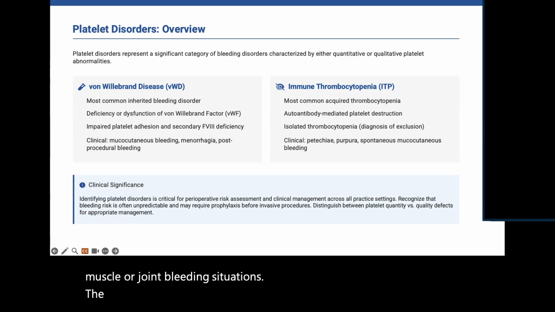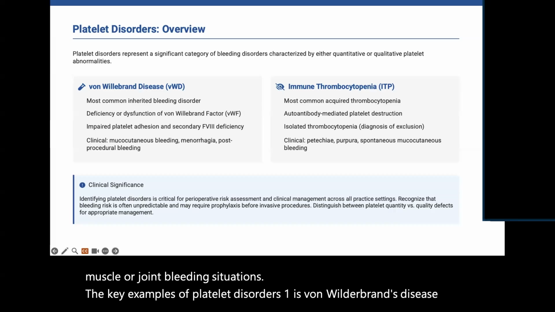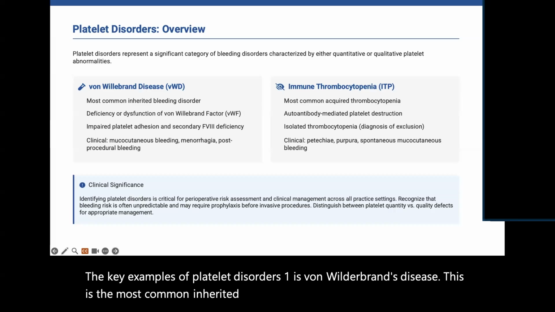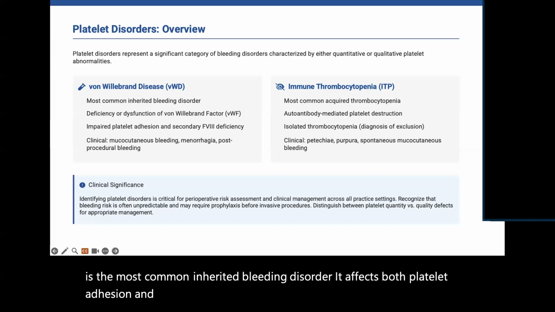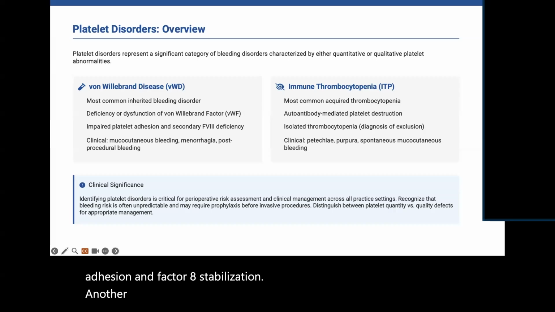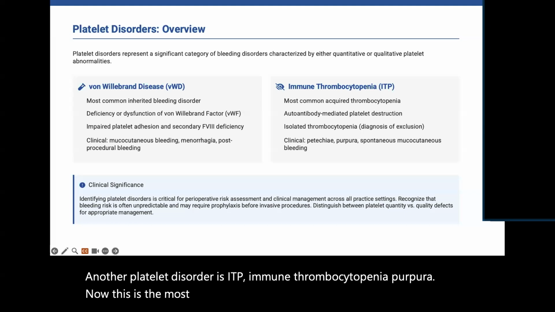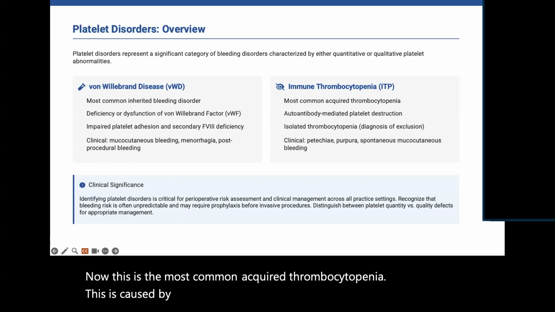The key examples of platelet disorders: one is von Willebrand's disease. This is the most common inherited bleeding disorder. It affects both platelet adhesion and factor VIII stabilization. Another platelet disorder is ITP, immune thrombocytopenic purpura. Now, this is the most common acquired thrombocytopenia. This is caused by autoimmune platelet destruction. The body is attacking the platelet.